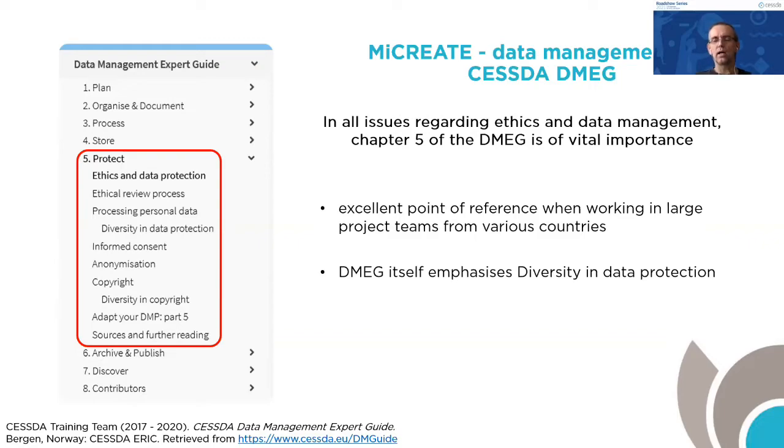So it would be difficult to decide about certain points if you don't have a common guide where you can always say, okay, why don't we do it like the DMAG suggests? Or yes, this is a good starting point, but let's move on from here and do something else. So you can show your partners directly what you have in mind, and it's really helpful.